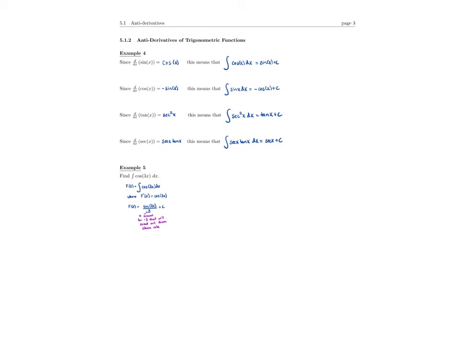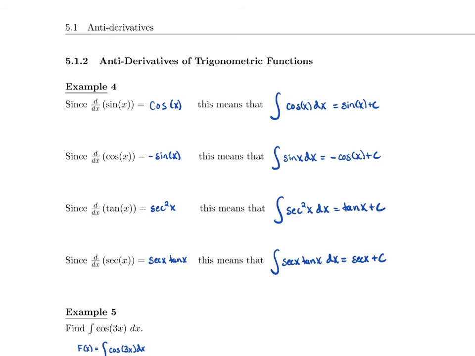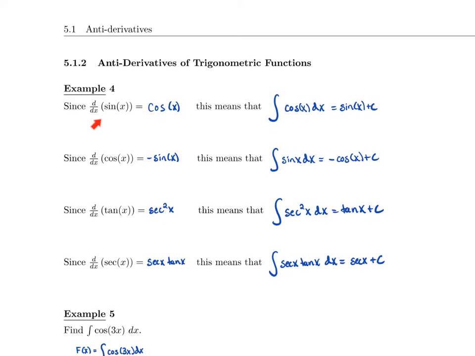Okay, so the next part of the notes are just the basic antiderivative formulas that we can work with. We're going to base them all on our knowledge of derivatives. So we know since the derivative of sine is cosine, that means the antiderivative of cosine is sine of x plus c. Remember, we're always adding that integration constant.